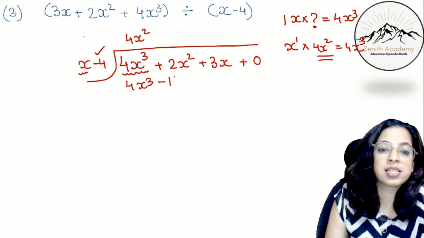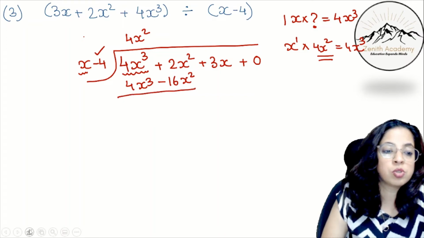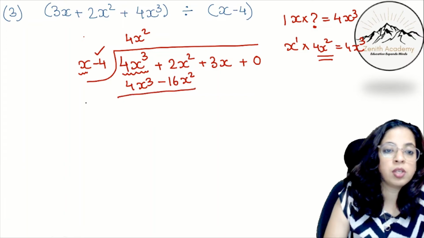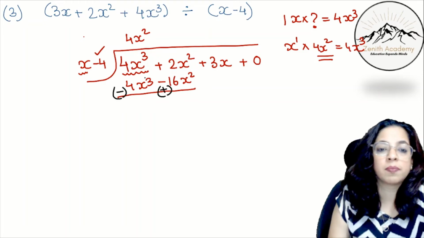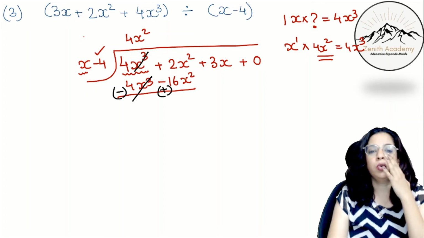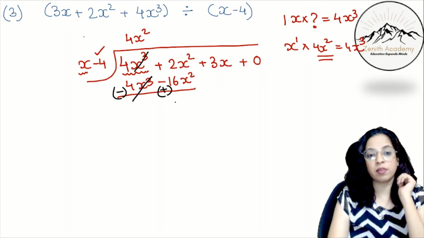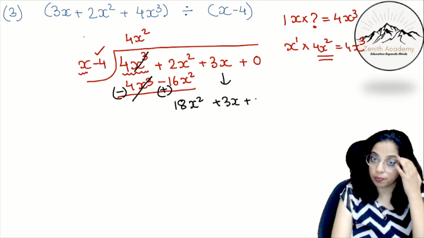So minus 16x square will come below x square. Now since it is a subtraction, the signs will change. Here it will become minus, here it will become plus. Minus became plus, right? So these two will get cancelled. 2x square plus 16x square will give you 18x square. Copy this down, plus 3x plus 0.